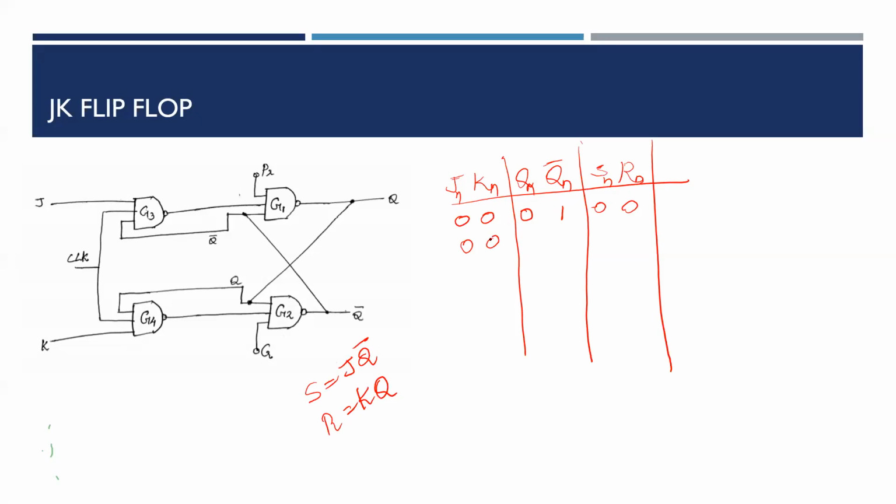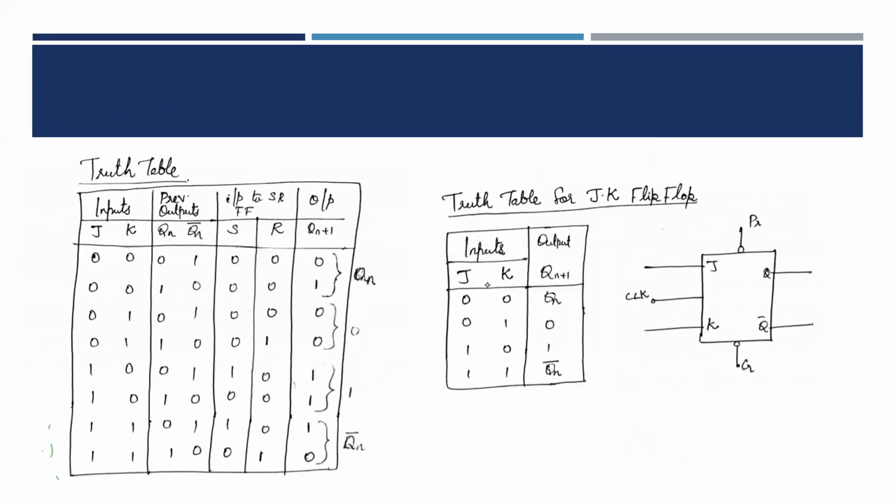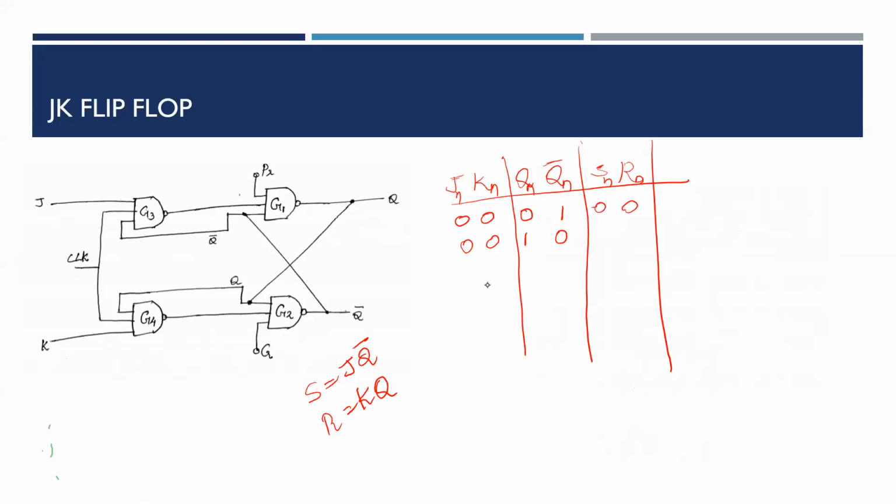Now J and K are 0, Qn is 1. If Qn is 1, Qn bar is 0. Then what will be the value for S? J into Q bar is 0 into 0, 0. Then K into Q, 0 into 1, 0.